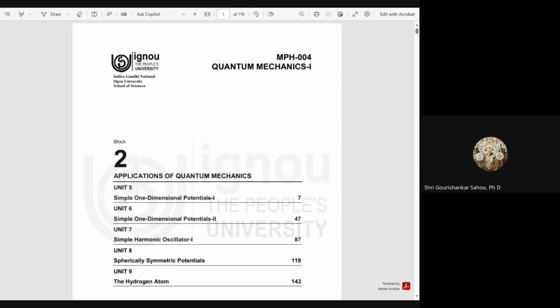So in the previous class, we discussed the Schrodinger equation and related concepts, which was in quantum mechanics block 1. Today we shall discuss block 2.